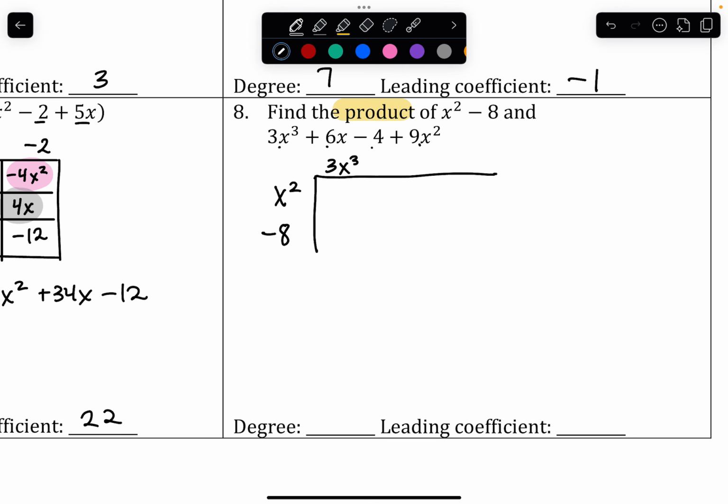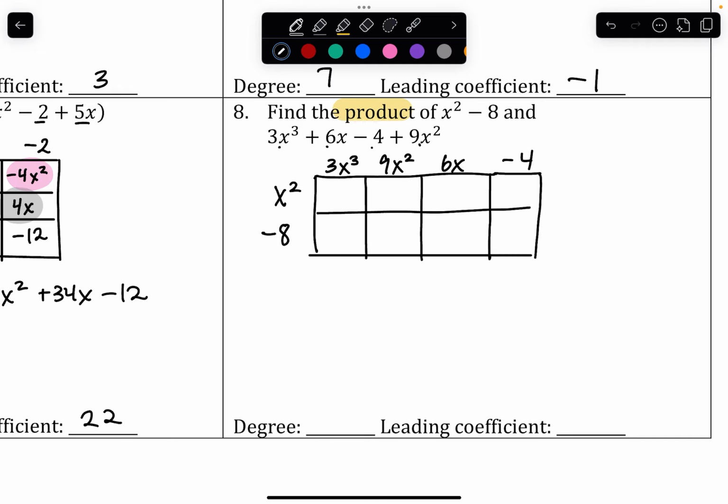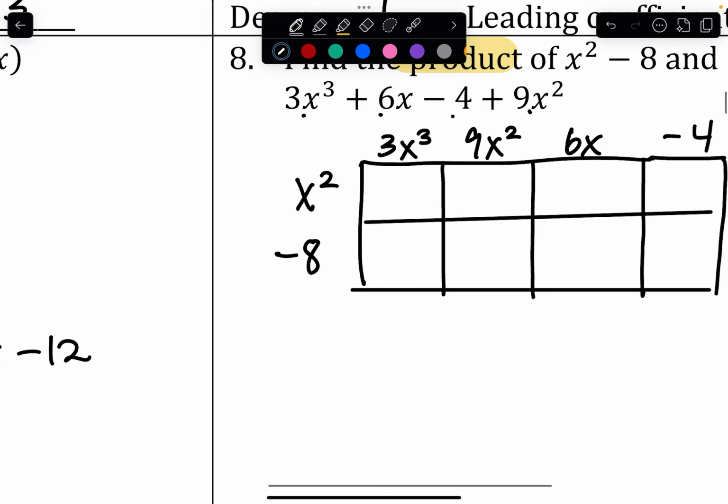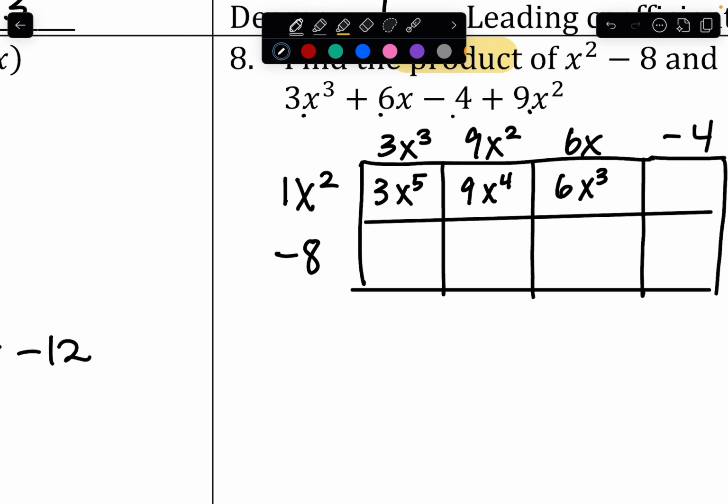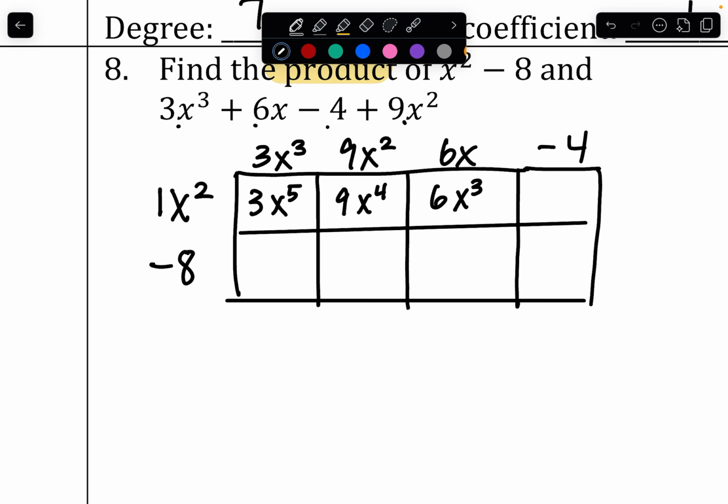So 3x cubed, 9x squared should come next, 6x, and -4. Put them in order so that your like terms fall in the diagonal. That'll help you find mistakes. That's how I was able to find my mistake with the exponents. Okay, and so 3 times 1 is 3, x squared, and x3 is x to the fifth. Multiply the big numbers, add the little numbers. 9 times 1 is 9, x squared and x squared is x4. 6 times 1 is 6, x squared and x is x cubed. 1 and -4 is -4 with the x squared.